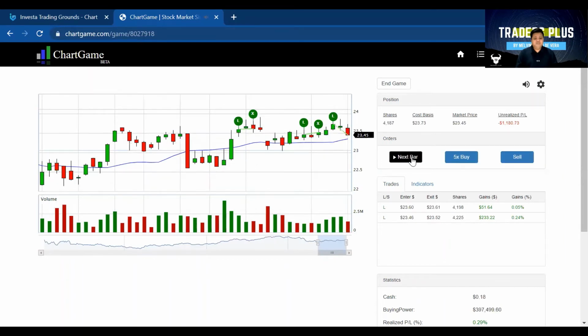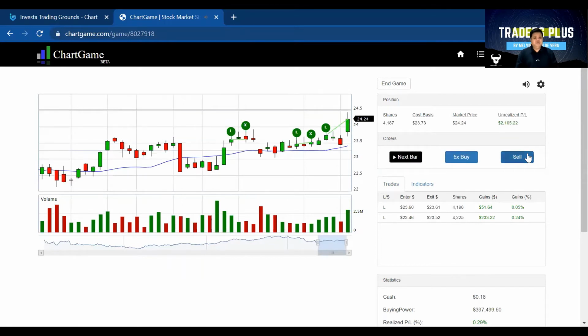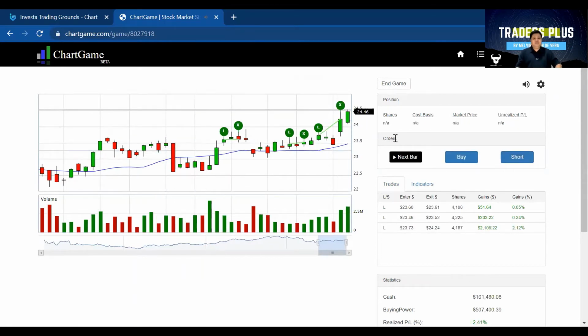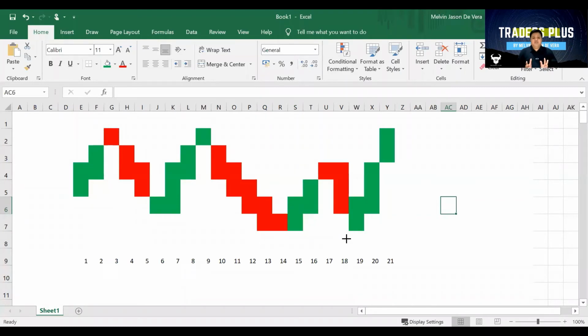Next bar. Sell. Okay, so enough of that muna. And this time, tuturo ko naman yung double moving average.